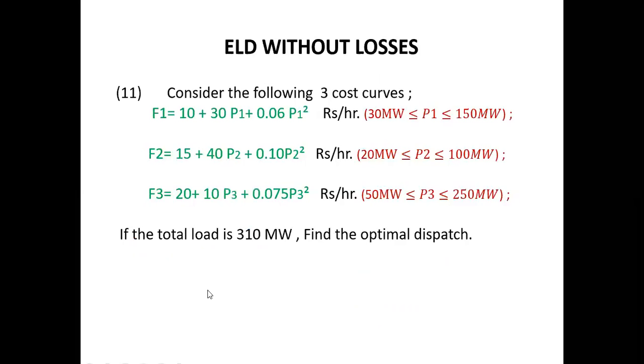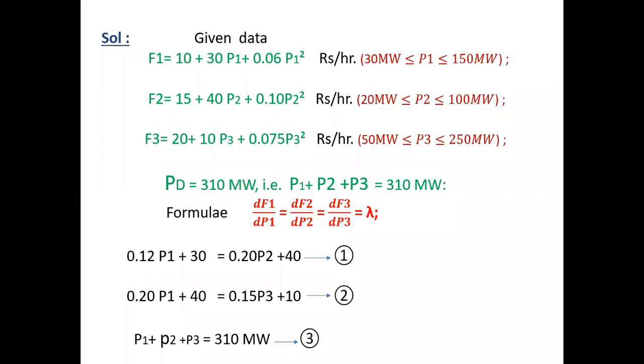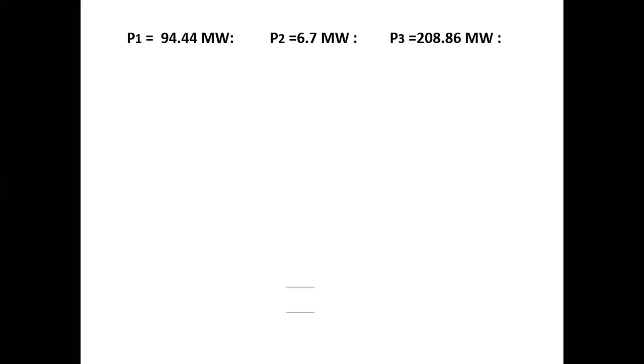Okay, and next one is the last one. This is the last problem in this class. Here, they have given F1, F2 and F3 and similarly constraints also. And the load is also there. Write the given data F1, F2, F3 and similarly the total demand. Then write the formula, then convert that formula into equations, then find P1, P2, P3. So these are the 3 powers, P1, P2, P3.